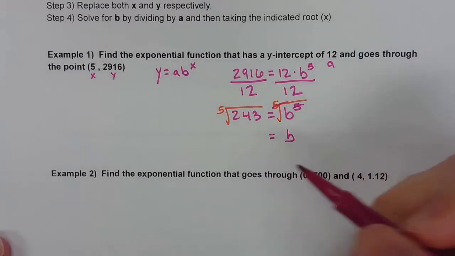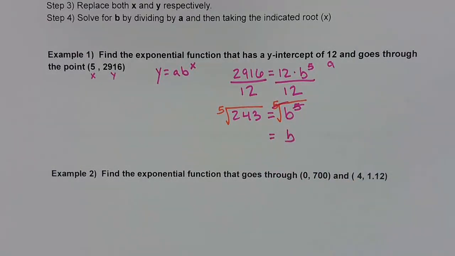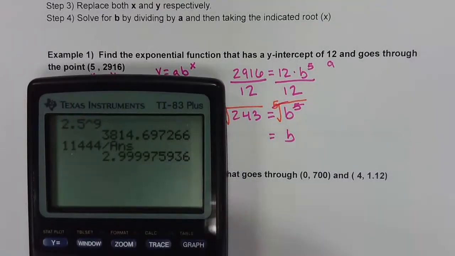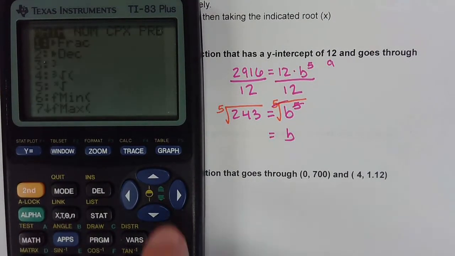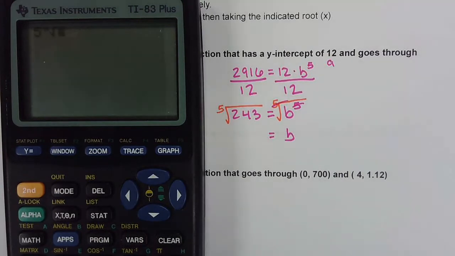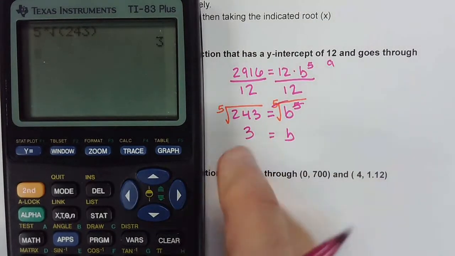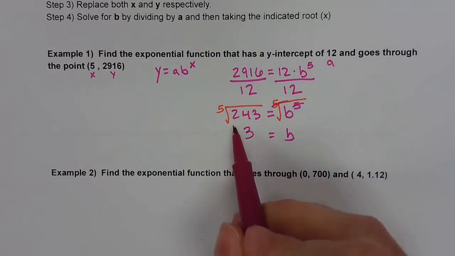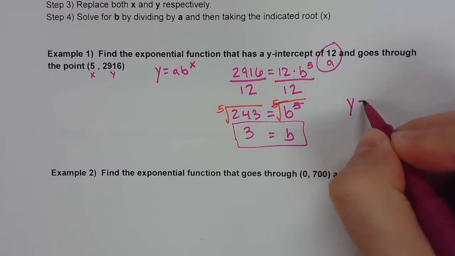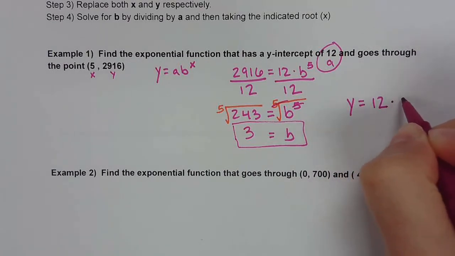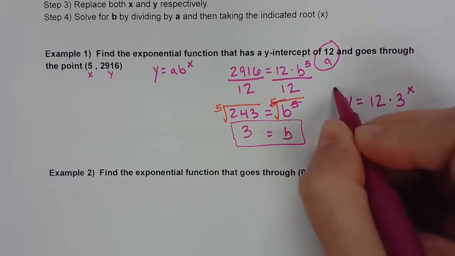And the 5th root of 243, I'm going to go ahead and just review how we do that on the calculator. I'm going to hit 5 because I want the 5th root. Then I'm going to hit the math key right here. And I'm going to go down to option 5, which has a little x as the number for the radical. And I'm going to put in my 243. That gives me a value of 3. So now I have my b. I have my a. Gives me my equation y equals 12 times 3 to the power of x.